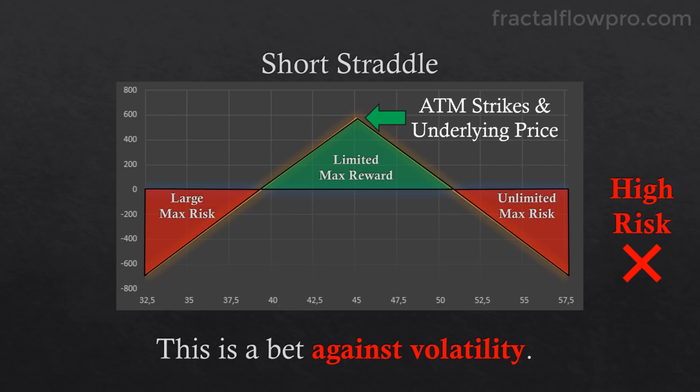In terms of risk, the strategy provides a limited maximum profit that is equal to the sum of option premiums and a large maximum risk for the downside and infinite maximum risk for the upside. And it's a bet against volatility, so it's a high-risk strategy. Very much like the short straddle is the mirror image of the long straddle in terms of payoff, the short strangle is the mirror image of the long strangle.